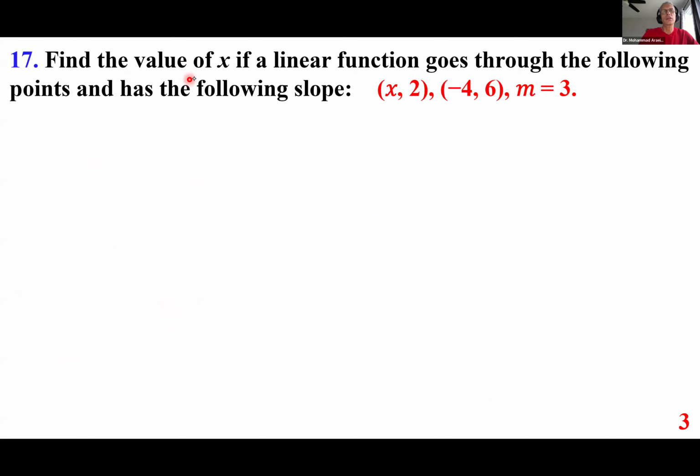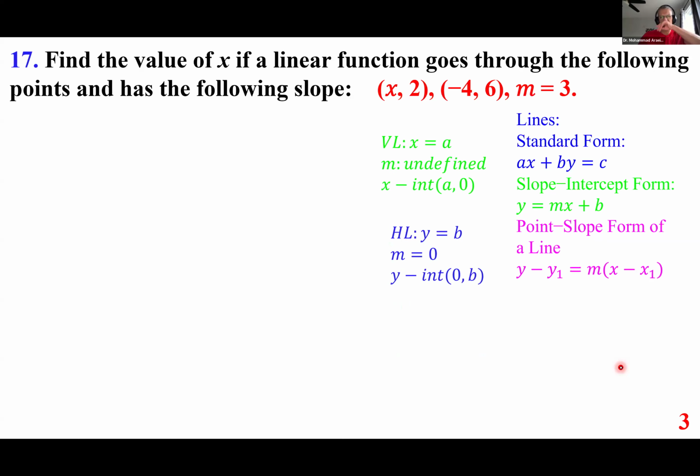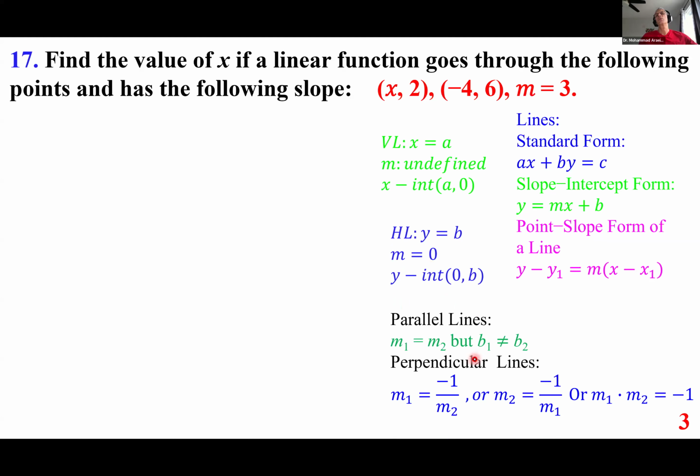Find the value of x if a linear function goes through the following points and has the following slope. The pairs are (x, 2) and (-4, 6). The slope is 3, and we want to find the missing x. Again, a quick reminder of various types of lines: vertical versus horizontal, parallel lines versus perpendicular lines. This was discussed, just to remind you again, and then we are going to move on with this question, everybody.